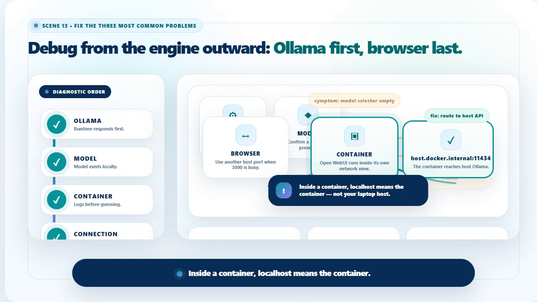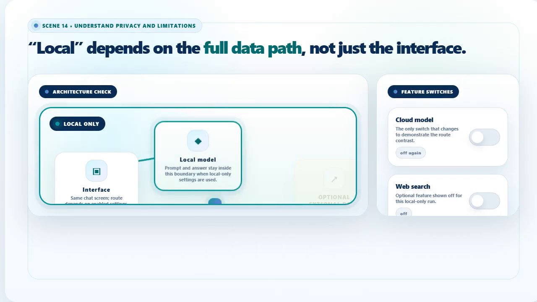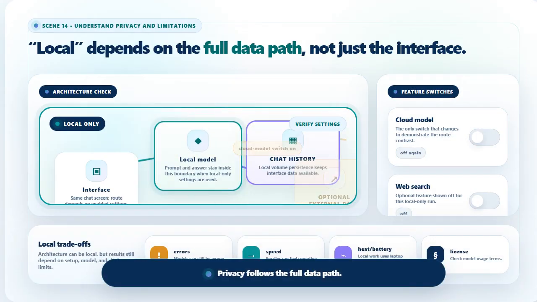If responses are extremely slow, close other apps and move to a smaller model before changing advanced settings. If port 3000 is already used, map another host port, such as 3001:8080, and open localhost:3001. Debug one layer at a time: Ollama, model, Docker container, connection, then browser.